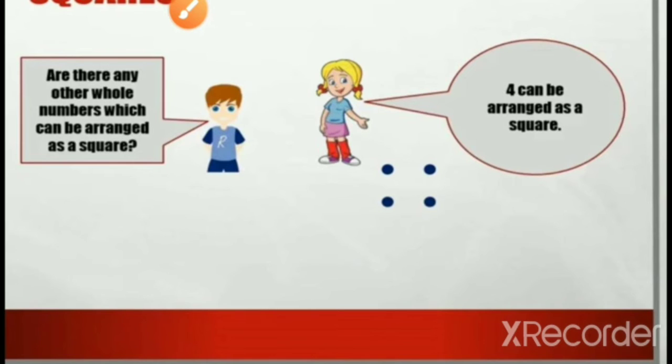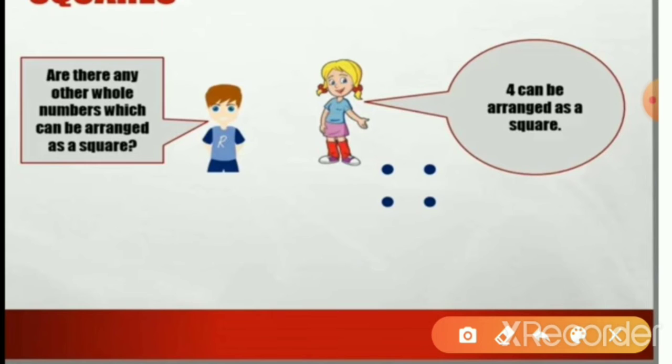Now let us learn about squares. Are there any other whole numbers which can be arranged as a square? 4 can be arranged as a square. So here you can see using 4 we can form lines also, and we can form a square also.